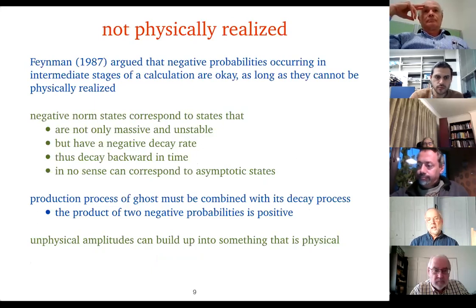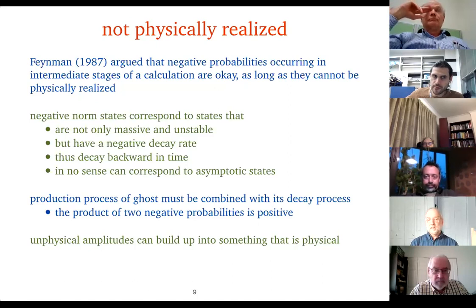Now, Feynman argued that negative probabilities occurring in intermediate stages of a calculation are okay, as long as they cannot be physically realized. And I think that's what's going on here. These negative norm states correspond to states that are not only massive and unstable, but they have a negative decay rate from the formula I just gave. And when you figure out what that means, it means that these things decay backward in time. And they propagate positive energy backward in time before decaying into normal particles that appear in the final state.